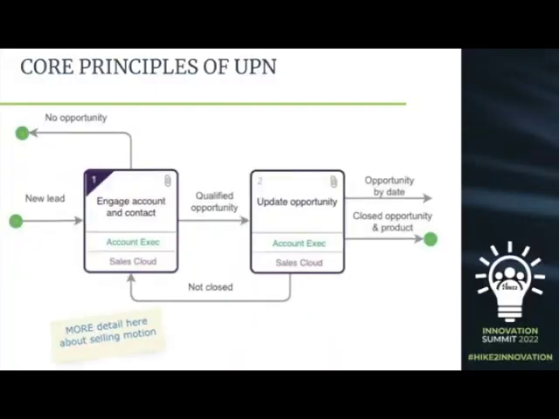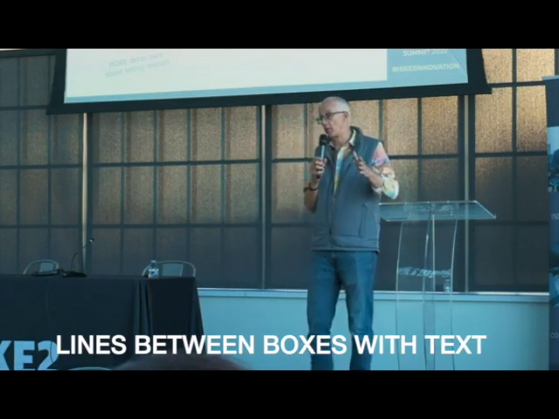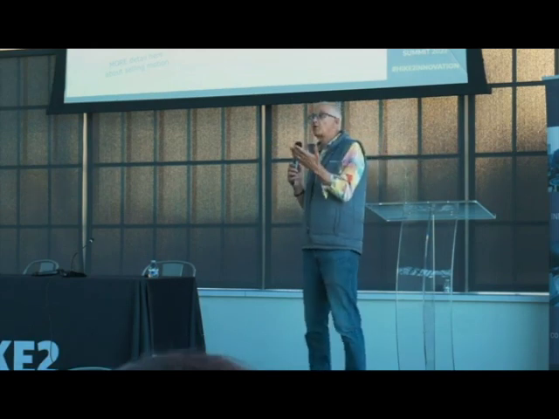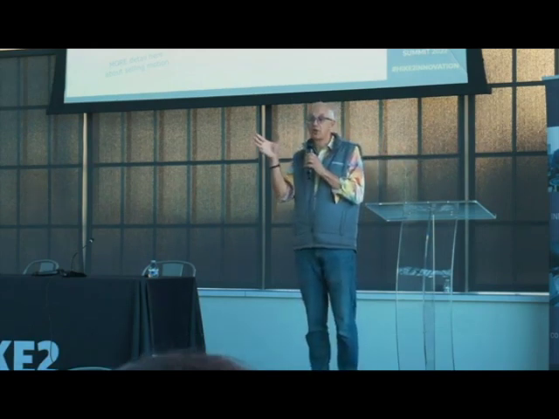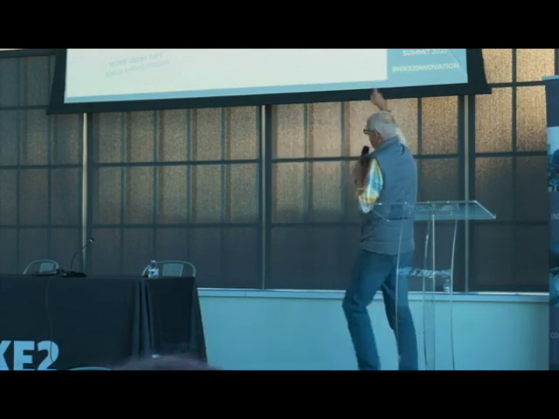The second thing is that we have lines between boxes, and those lines between boxes have to have words on them. And we spend more time, I think, in live workshops arguing about the words on the lines than we do the boxes. Okay? So when you're actually trying to facilitate a workshop, first thing I do is you need to find out what the input and the output is. So when do we finish, and when do we start?